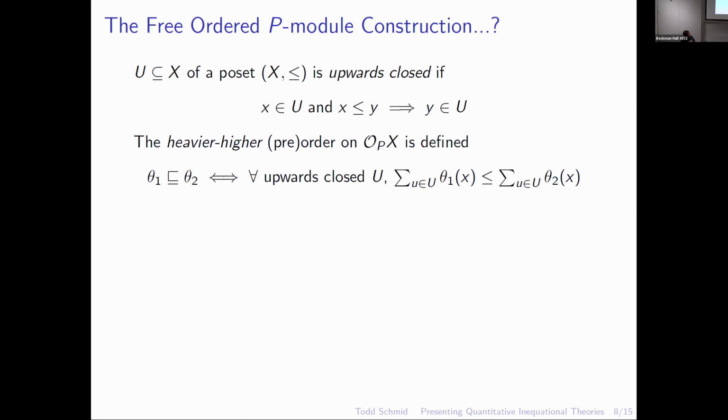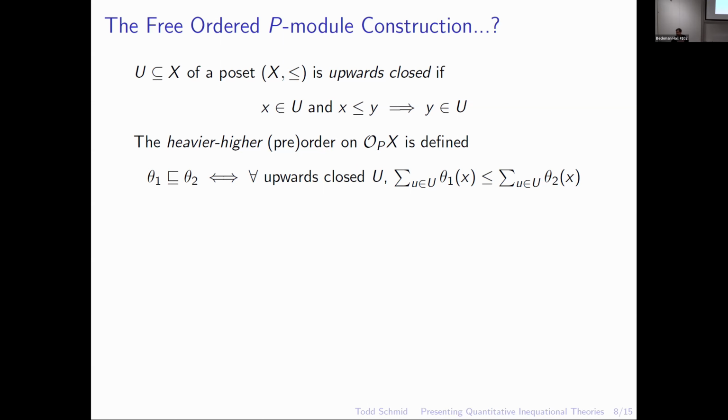The order that I found in the literature is really nice. I've sort of hopefully suggestively called it the heavier higher order. And the idea is that one distribution theta 2 is heavier higher than theta 1 if on upwards closed sets, theta 2 takes a value that is greater than or equal to the value of theta 1. So theta 2 on this whole upward closed set is greater than or equal to the value of theta 1.